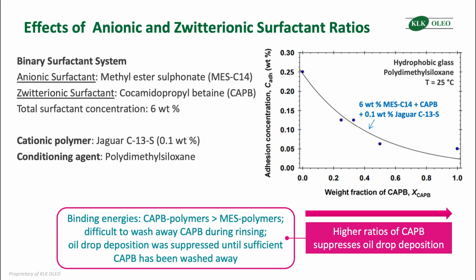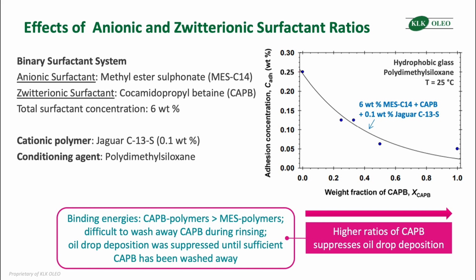In all of the experiments conducted, Jaguar C13S was added as the cationic polymer. Its initial concentration was fixed at 0.1 weight %. For the conditioning agent, we used polydimethylsiloxane. Both of these ingredients, the Jaguar and the siloxane, are widely used in hair shampoo products.